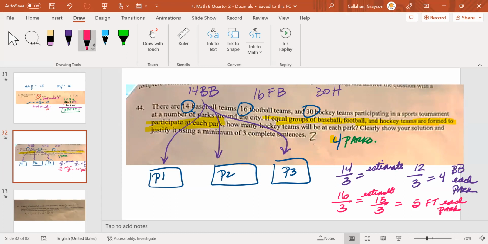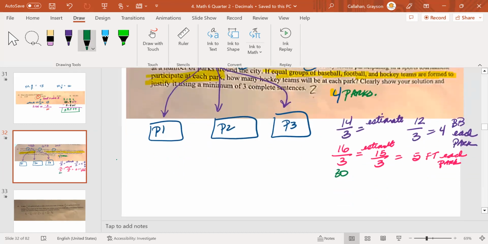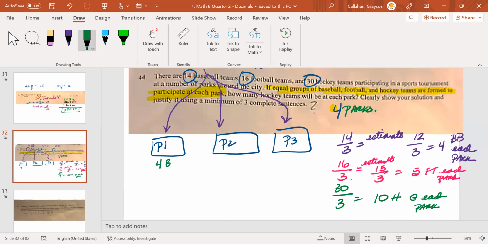Okay. And the last one that I'm going to do is 30 hockey teams. 30 divided by 3, that's perfect. Gives me 10, right? So 10 hockey teams at each park. So just by estimating, it'll be 4 baseball, 5 football, and then 10 hockey, right? But you'll have a few left over, you know what I mean? Because you see how 15 is 1 less.